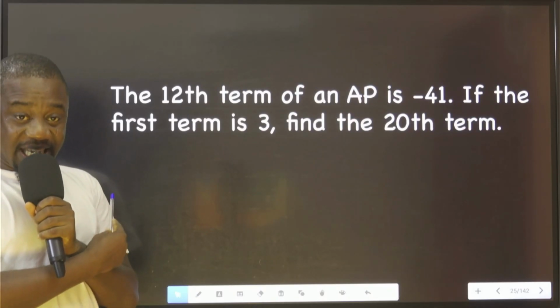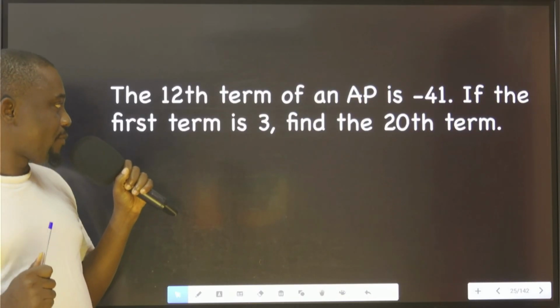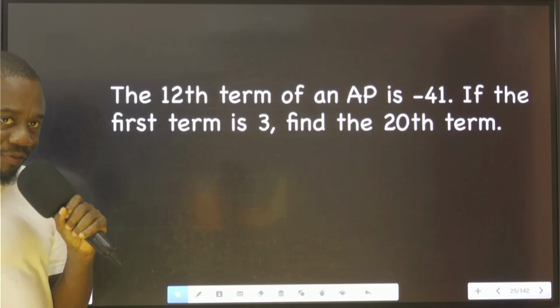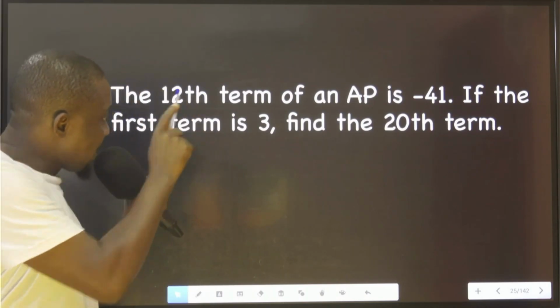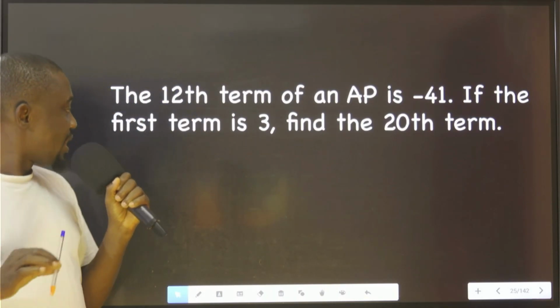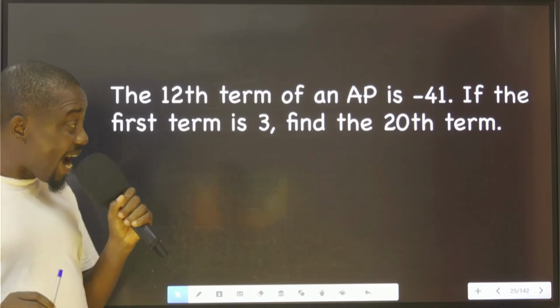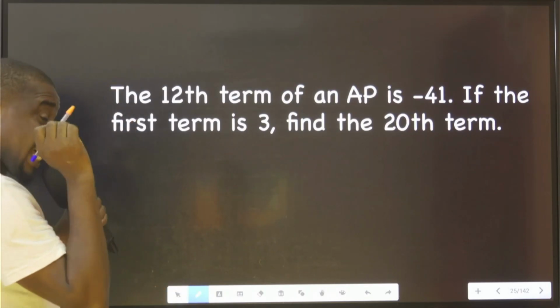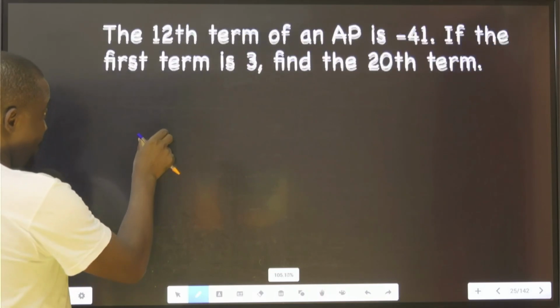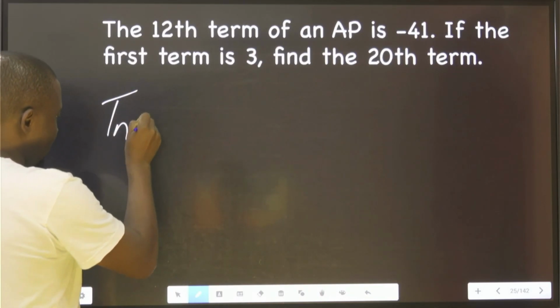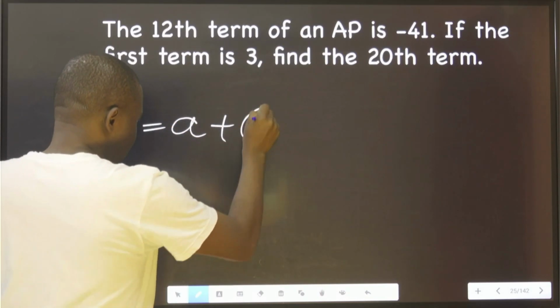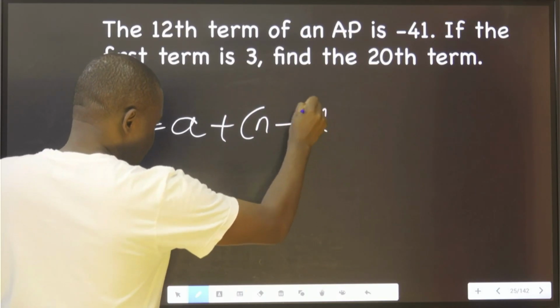Let's look at this. It says the 12th term of an AP, that is arithmetic progression, is minus 41. If the first term is 3, find the 20th term. Because it's an AP, you put the formula for AP.